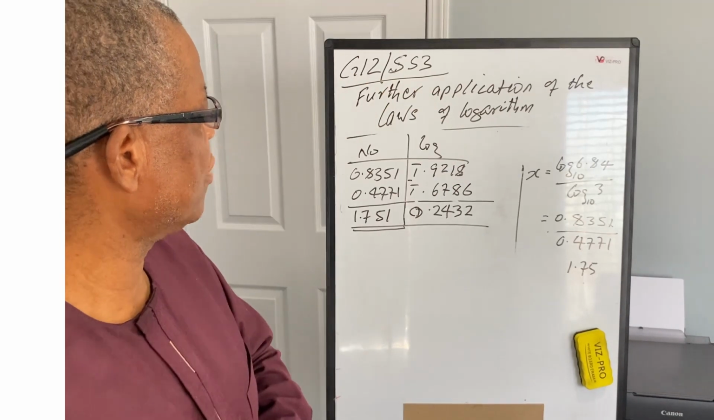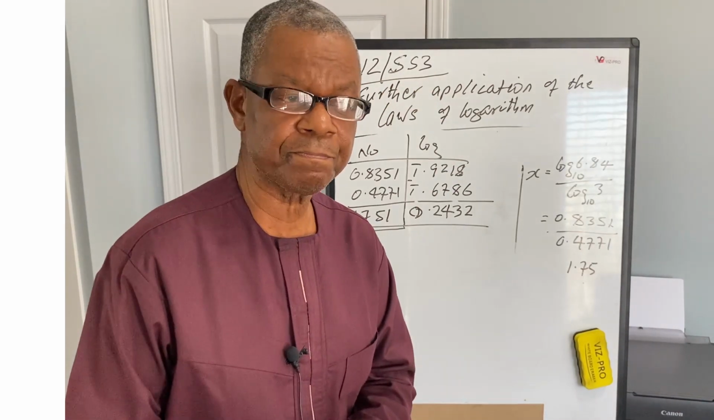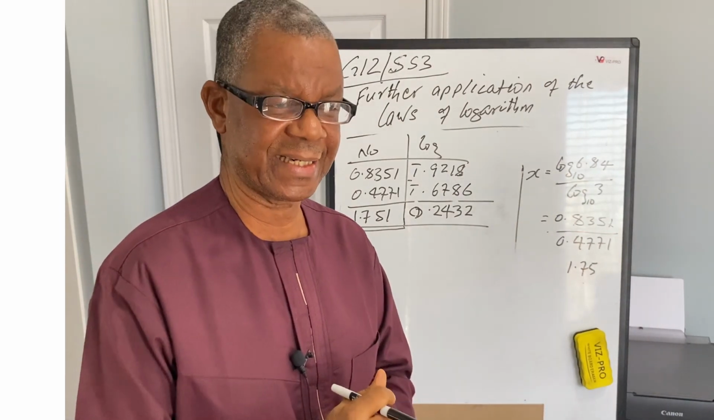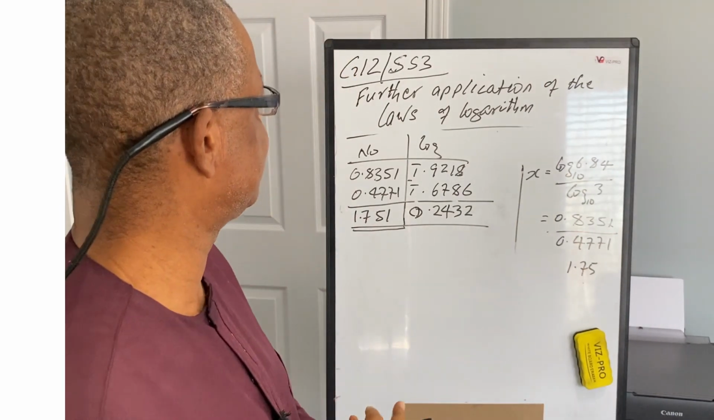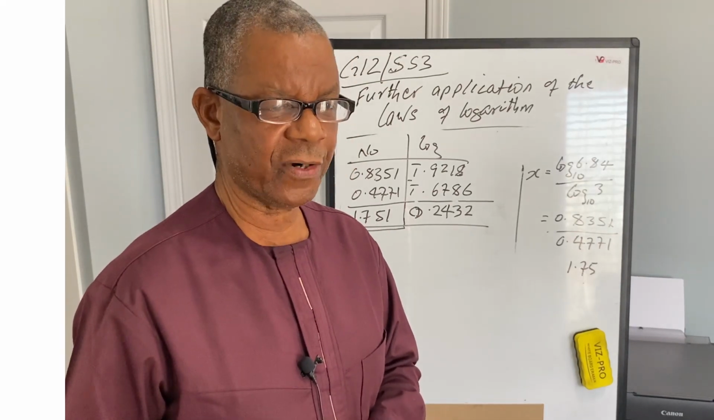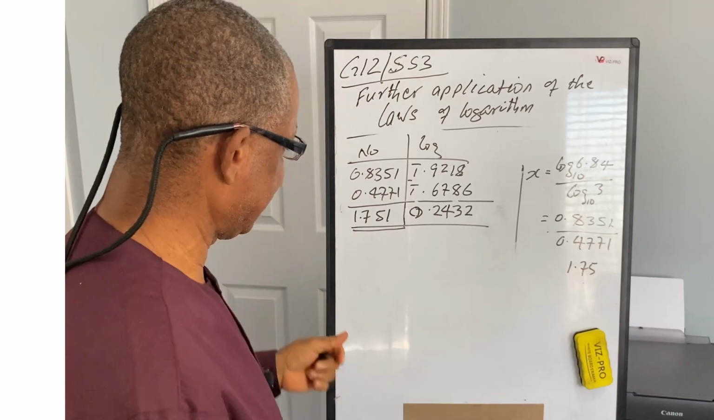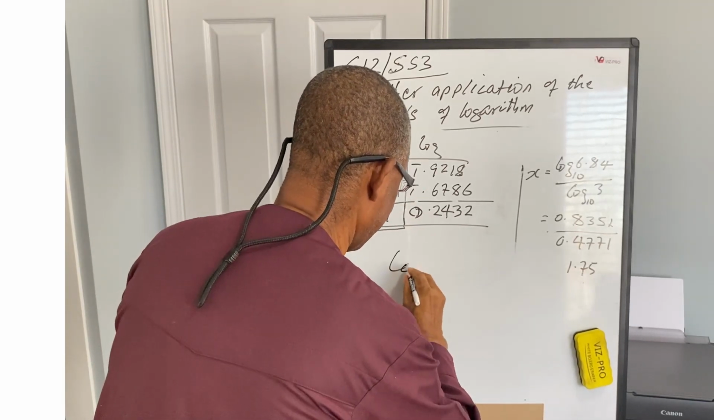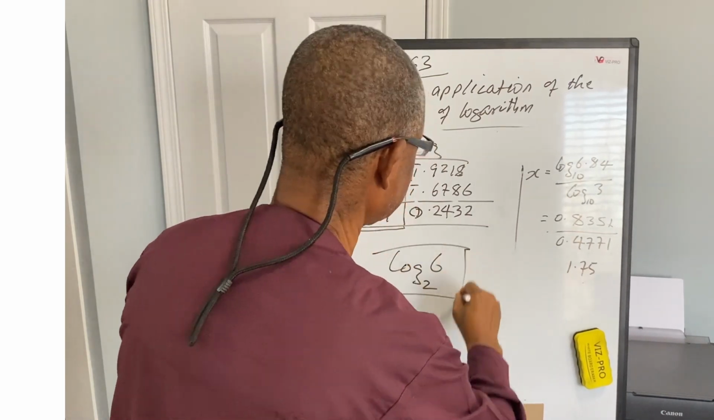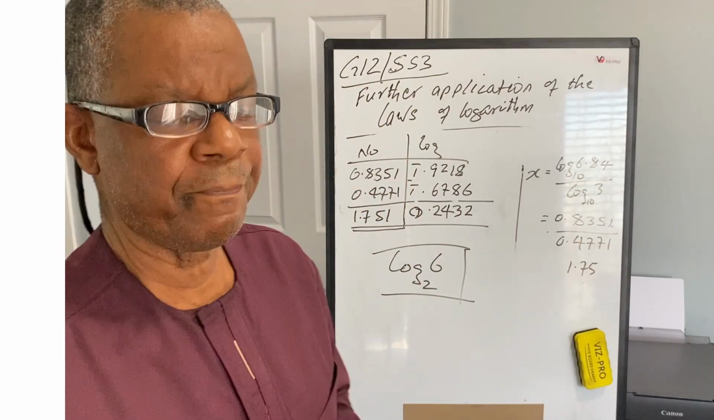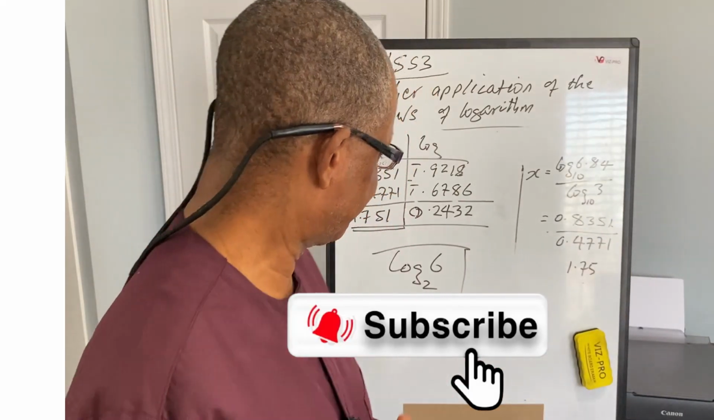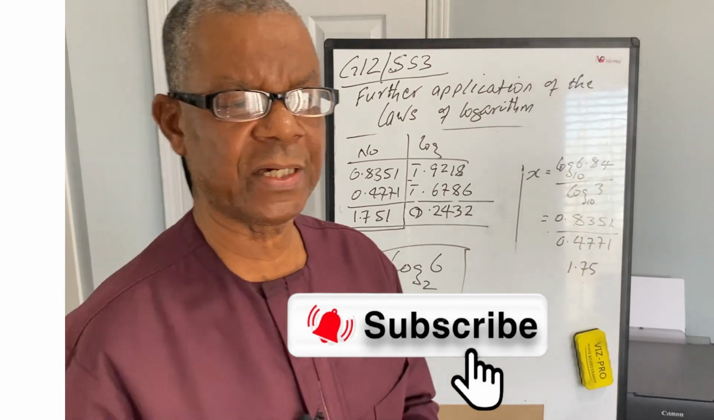You remember what we have discussed? Further application of laws of logarithm for our grade 12 students, equivalent to SS3. When next we meet, we'll go further. But before then, let me give you what you will handle for me. Log 6 base 2 under change of base. Then find a way of telling me what you get from this very question.